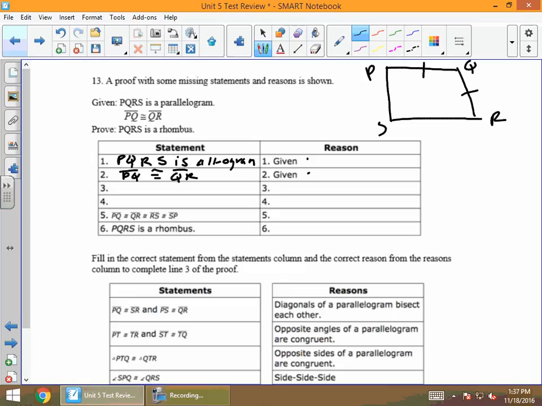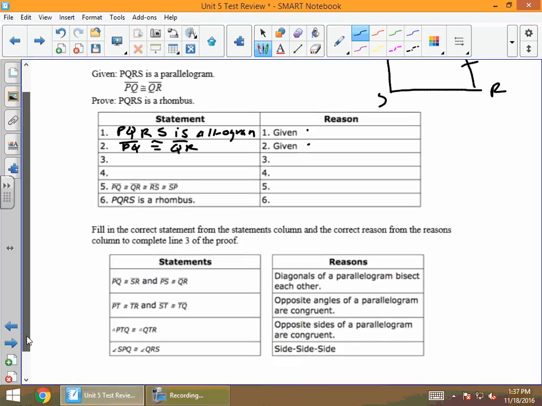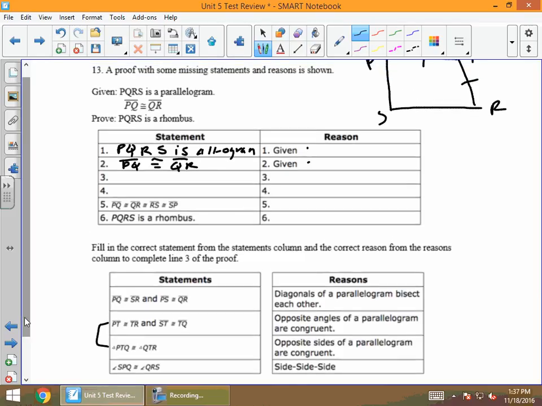Okay, well, we're going to look here to figure out what our next statement is going to be. And I like to rule out the ones that don't make sense. Well, PQ is congruent to SR, PS congruent to QR. That makes sense. That could be a possibility. But what about these two? They have T in them. Is T written anywhere in that diagram? No. So that's definitely not going to be part of our answers.